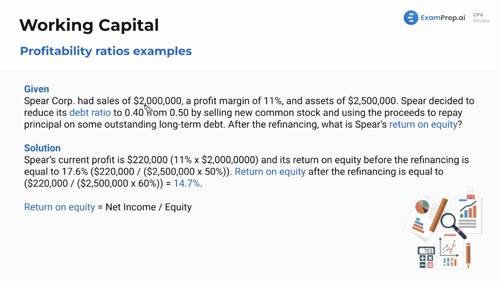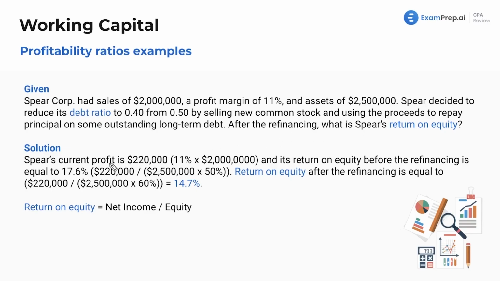We have sales of 2 million, profit margin of 11%, and assets of 2.5 million. Spear decided to reduce its debt ratio to 0.4 from 0.5 by selling new common stock and using the proceeds to repay principal on some outstanding debt. Interesting. Let's think about that in terms of journal entries as well. We are reducing the debt ratio by selling new common stock, so we would increase cash and increase common stock, and then we would use that cash to pay down debt. So after the refinancing, what is the return on equity?